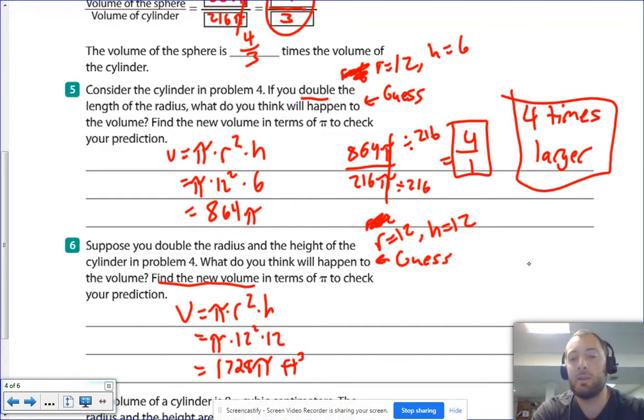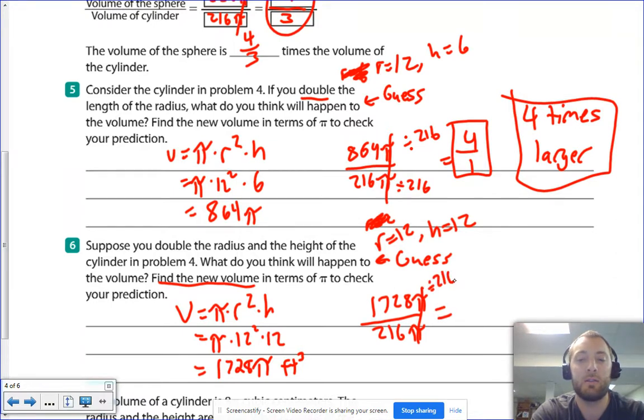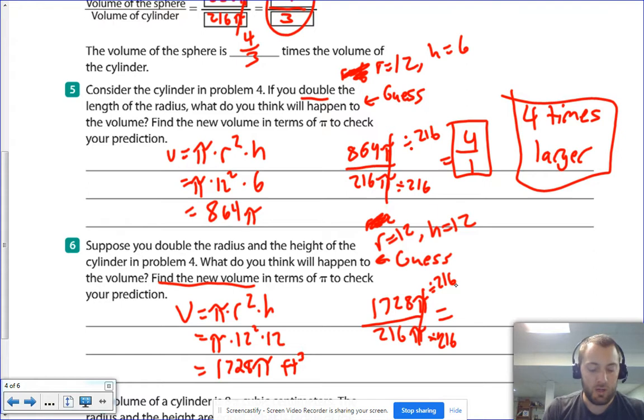So if I want to see how many times that is bigger than the original, I'm going to take that 1,728 pi over 216 pi and cancel out the pi's. I'm going to guess that we can divide them both by 216 again. Because 216 divided by 216 is 1. That divided by 216 gets me 8. So if your guess was 8 over 1, so if your guess was 8 times bigger, you were right.